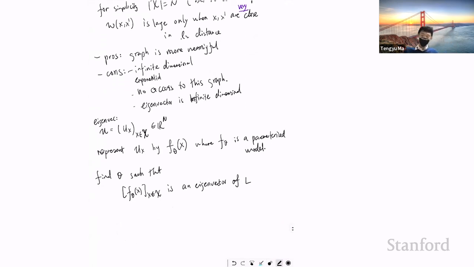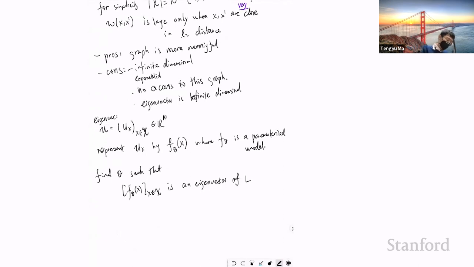Let me see whether I have time. I guess what we can do is the following. How do I find an eigenvector of L like this? Suppose I have access to the whole graph, which I don't, but suppose I have it. What I can do is minimize the following thing. So I'm going to minimize f. Let me write it down.